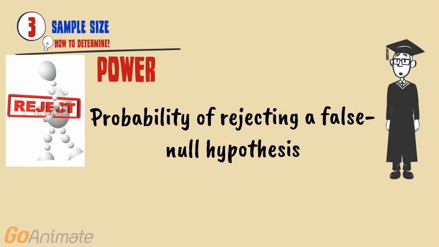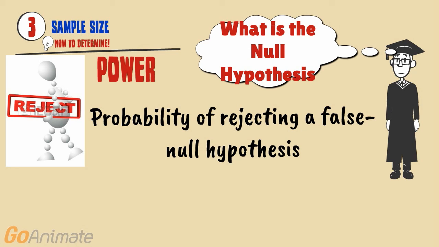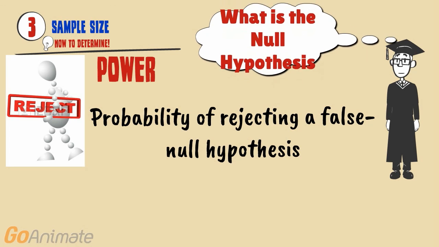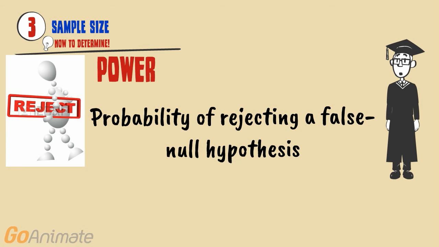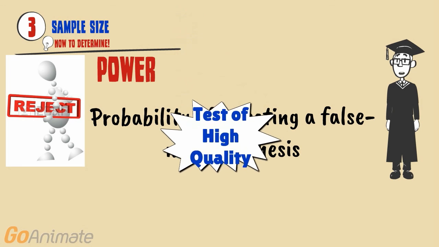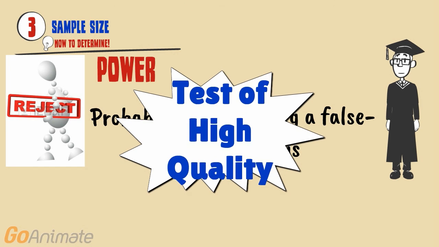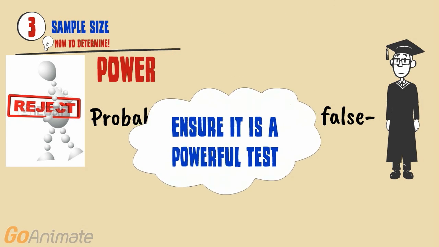Power of statistics, actually the power or sensitivity of a binary hypothesis test, is the probability that the test correctly rejects the null hypothesis. Okay, what's the null hypothesis? It means the hypothesis that there is no significant difference between specified populations, any observed difference being due to sampling or experimental error. Now, you have to know that whenever we conduct a hypothesis test, we'd like to make sure that it is a test of high quality. One way of quantifying the quality of a hypothesis test is to ensure that it is a powerful test.